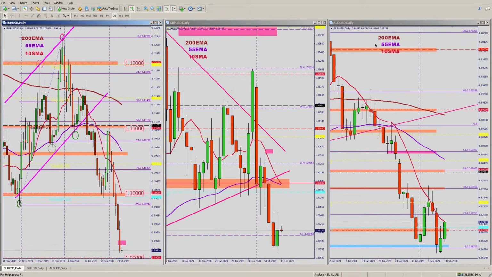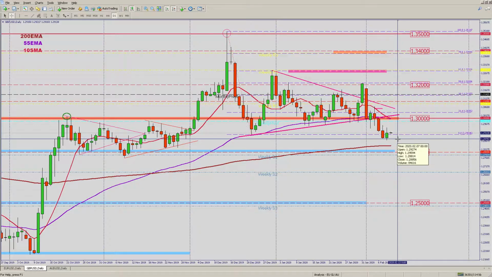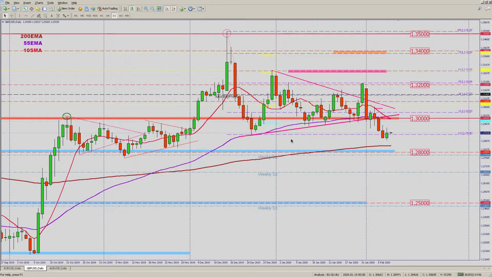Let's take a look at the cable. After a dip yesterday, towards the end of last week, it is trying to hold on to a support level just below the previous swing low, so it could try to recover somewhat and try to hold on to the 129 support area.